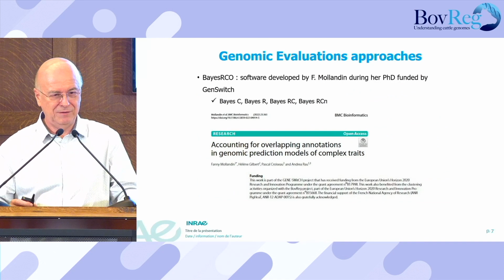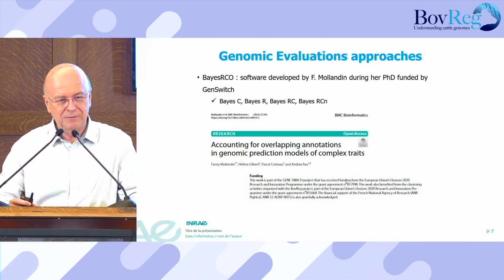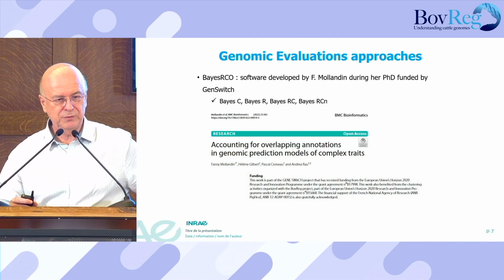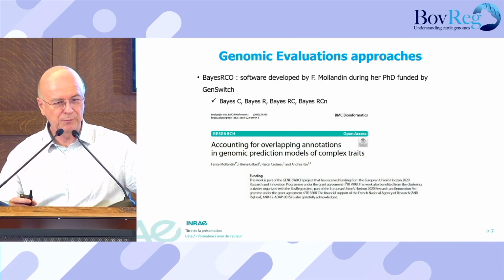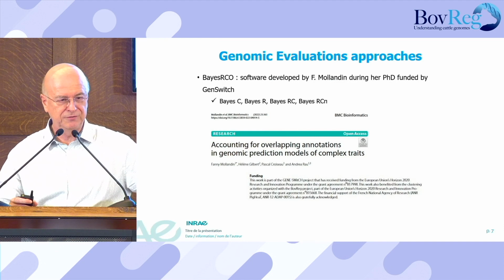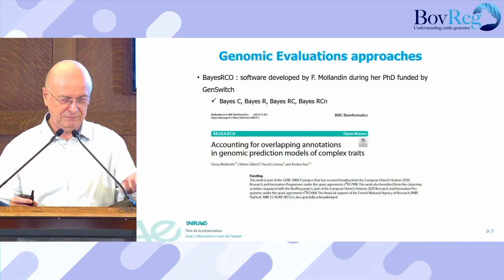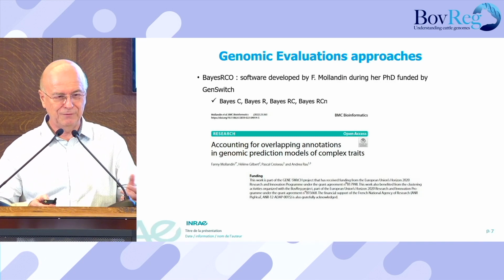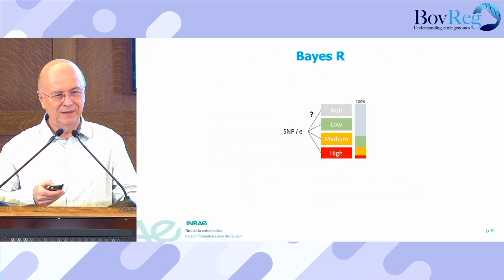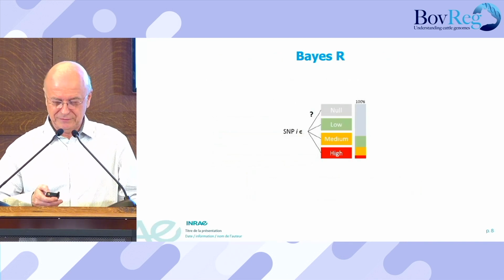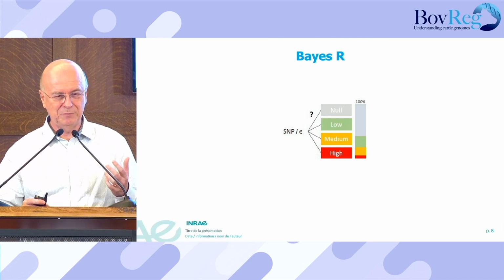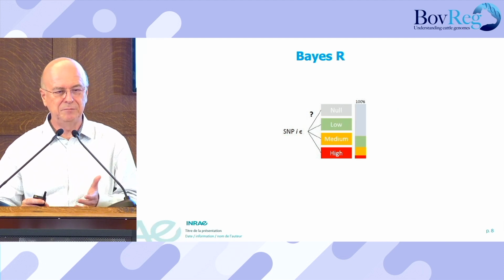Okay, and for the method, Pascal used the BayesRC software developed by Fanny Mollandin during her PhD, and this PhD was part of the GenSwitch project. The method is described in this BMC Bioinformatics paper, and the software is, of course, available rather easily on GitHub. The software is able to implement BayesC, BayesR, BayesRC, and BayesRCπ, which is a real specificity of this software.